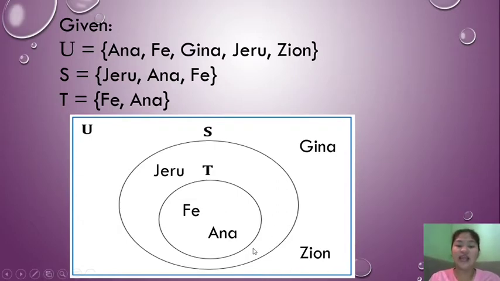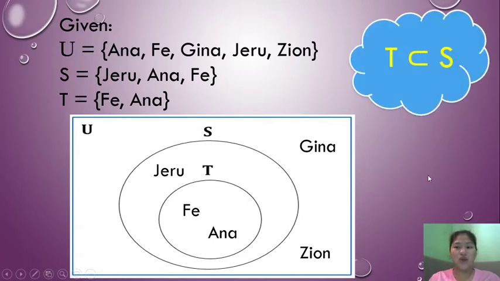Now, if this is the case, if one set, sakop po niya yung isa pang set, as we can recall, that is what we call the subset. So in symbols, set T is a subset of set S. So that is how we are going to use Venn diagrams in representing set operations and subsets.